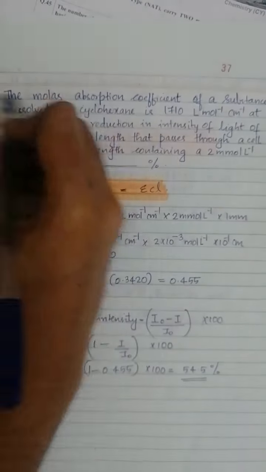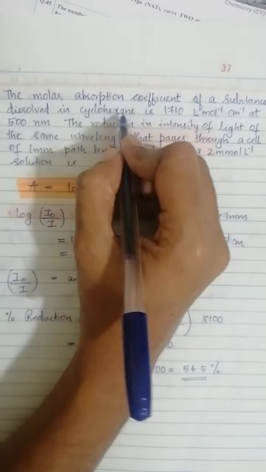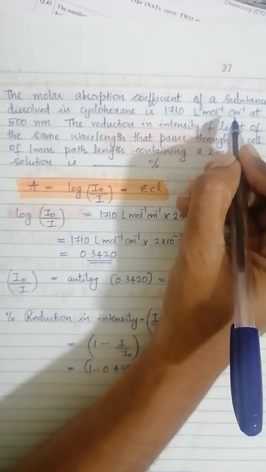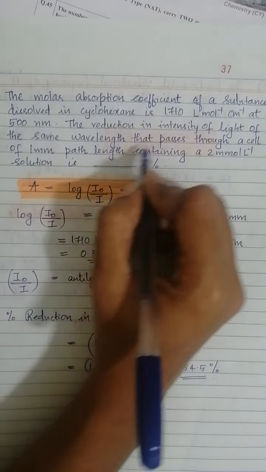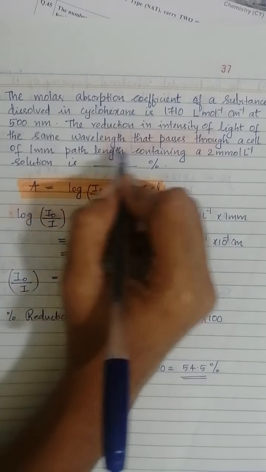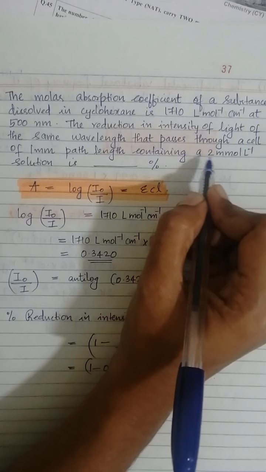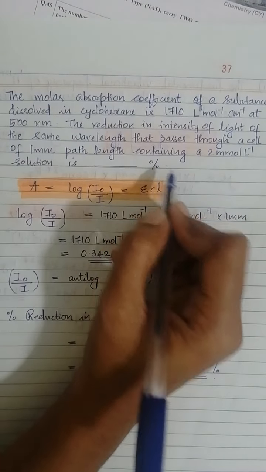So the next question: the molar absorption coefficient of a substance dissolved in cyclohexane is 1710 liter mole^-1 centimeter^-1 at 500 nanometer. The reduction in the intensity of light of the same wavelength that passes through a cell of 1 millimeter path length containing a 2 millimolar per liter solution is dash percentage.